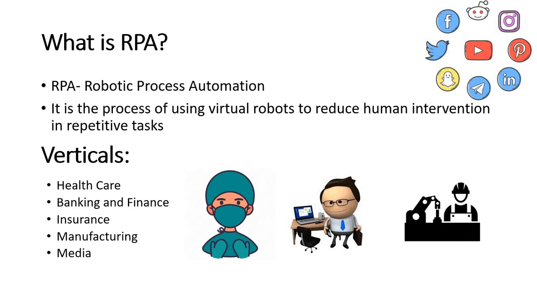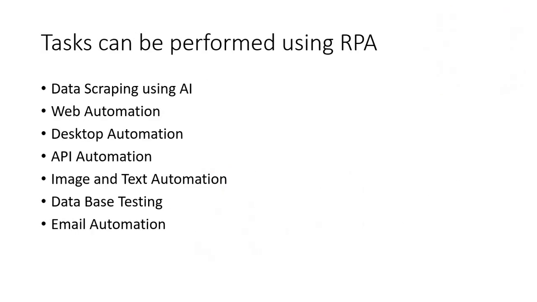For example, in banking and finance we have a lot of forms which need approval from many managers or many employees in a bank. Suppose once the customer submits an application, it goes from one employee to another inside the bank for getting approvals. Those kinds of processes can be automated with robotic process automation tools.